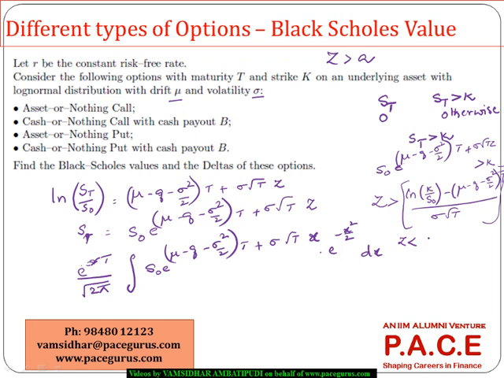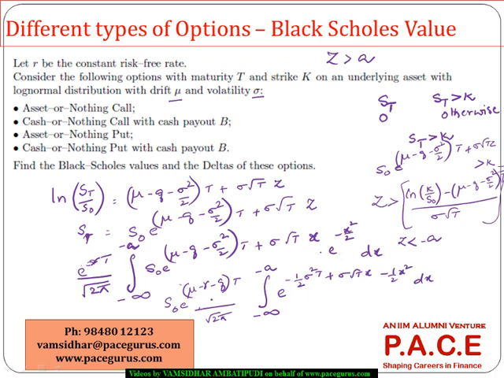Z greater than A is nothing but Z less than minus A. So I am taking it as minus infinity to minus A. As a part of simplification, it is becoming S naught into e power (mu minus r minus q) times t, divided by square root of 2 pi, integrated between minus infinity to minus A, which is working out as e power minus half sigma squared t plus sigma root t x minus half x squared dx.